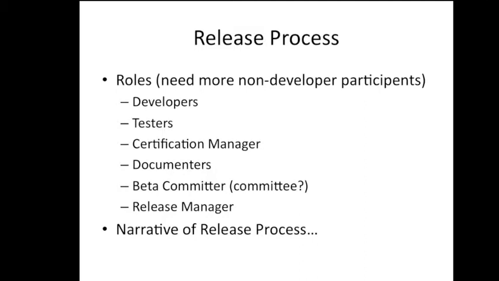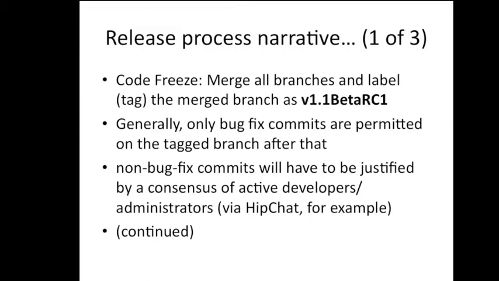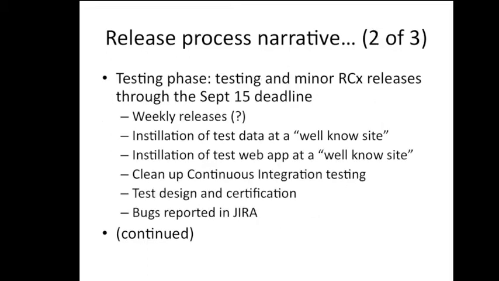And to be provocative, I hope, here's a narrative of that release process. The code is now frozen. Actually, there remain a few small things. We have to merge some branches in and actually label the version. Generally, from this point on, only bug fixes will be permitted. There will obviously be some non-bug fix commits, but they'll have to be justified, and we have to figure out some way of generating a consensus for those commits.